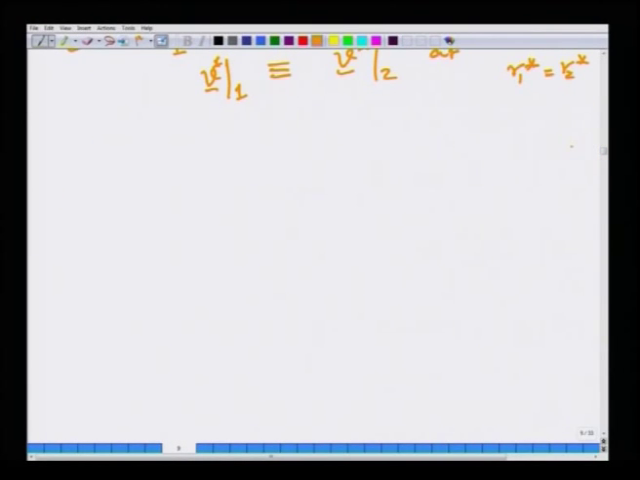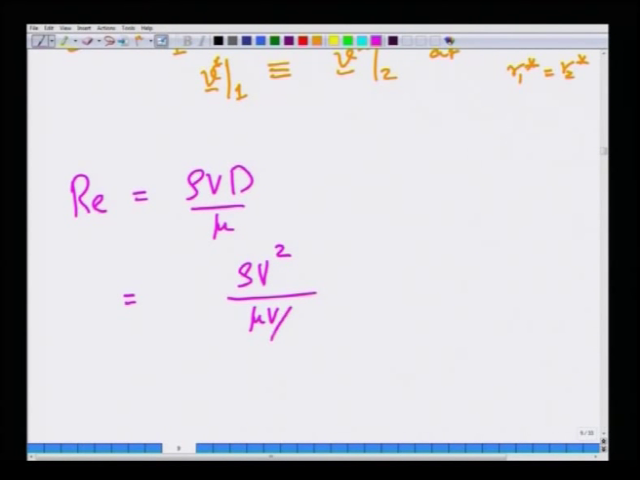Now, let us also come to the interpretation of Reynolds number, which I promised a few minutes back. Okay. Reynolds number is written as rho v d divided by mu, which can be written as rho v squared divided by mu v divided by d. This is the ratio of inertial forces in the fluid. Remember that rho v squared is a measure of fluid inertia, it also comes in the Bernoulli equation, to the viscous forces in the fluid.